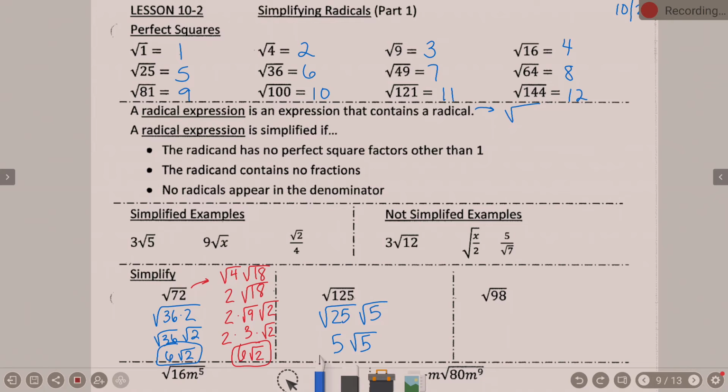You're done unless you do the harder process. Well, in this case there isn't really a longer process, because does 5 have any perfect squares left in it? No, it's just 5 times 1, and so you're done right there.